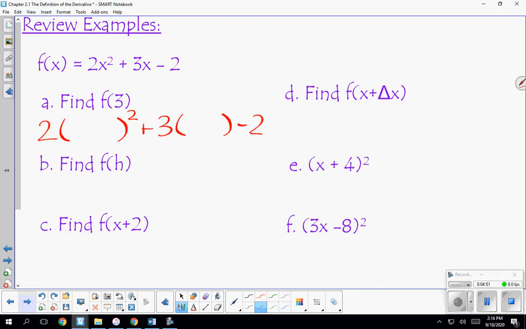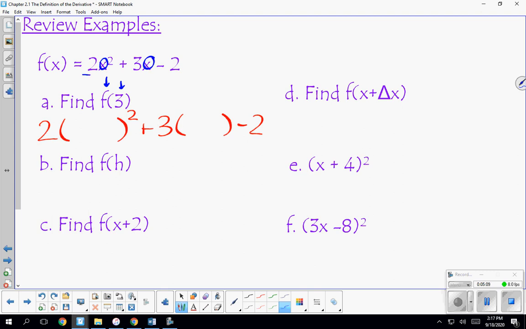So let's talk about some review real quick. Just as a reminder for function notation, if it said find f of 3, that means take the function f and plug in 3 for the unknown. So in this case, we have an unknown in x squared and an unknown here in 3x.